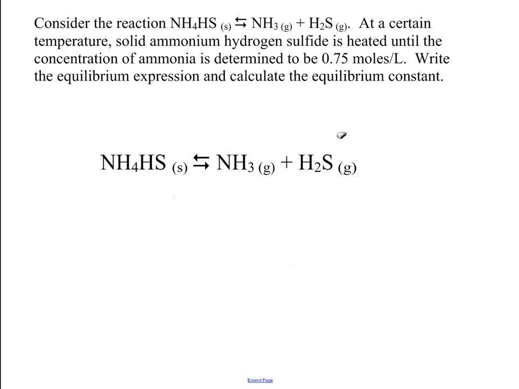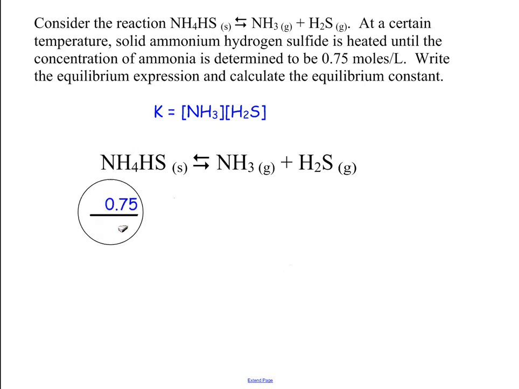Okay, so let's take a look at some hints. Were you able to find the equilibrium expression? Now, it tells us the amount of ammonia is 0.75 molar. So I know what number I plug in there, but I have no idea what number to plug in there. Well, stoichiometry is our friend. We're starting with solid ammonium hydrogen sulfide, which means there's no ammonia and no hydrogen sulfide. What a horribly stinky mixture.